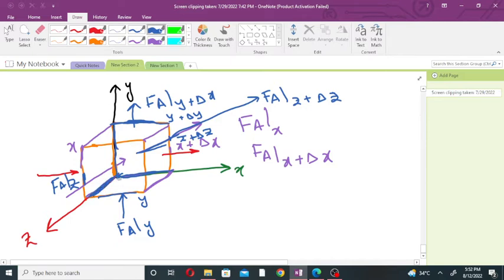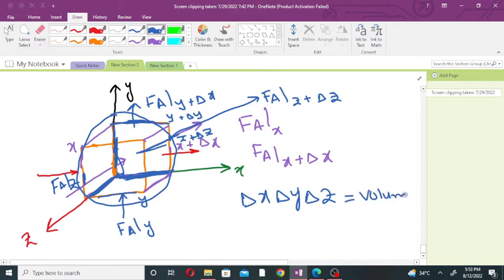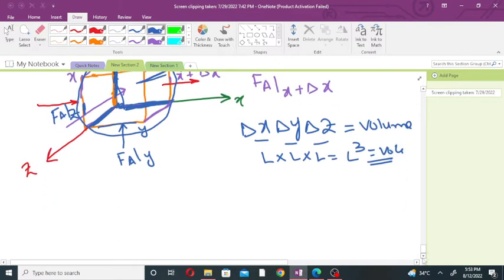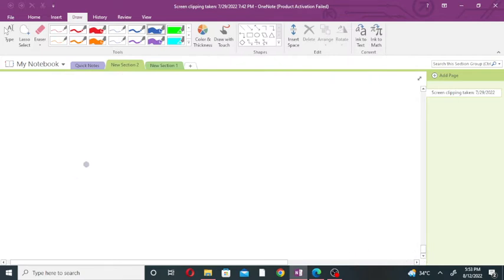This is the delta z, this is the delta x, and this is the delta y. Delta x, delta y, delta z is nothing but the volume of this cube, the volume of this system, this Cartesian coordinate system, because these are three sides, length multiplied by length multiplied by length, nothing but volume. Now I am writing the material balance equation to derive the molar flux balances in the rectangular coordinate system.